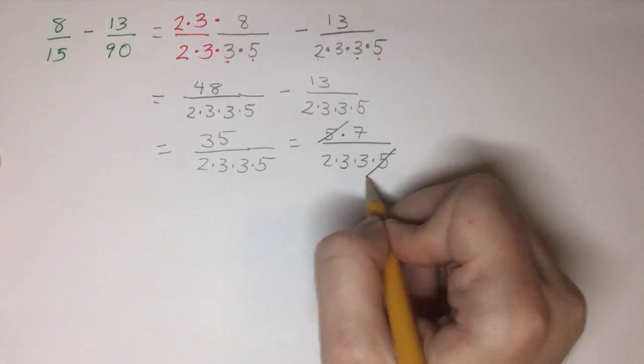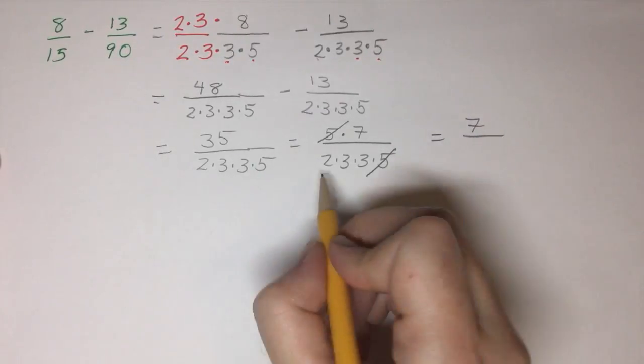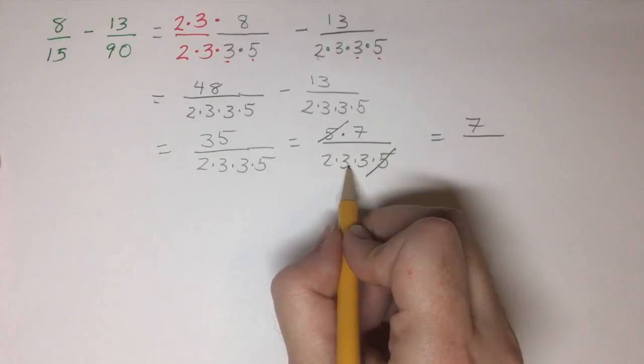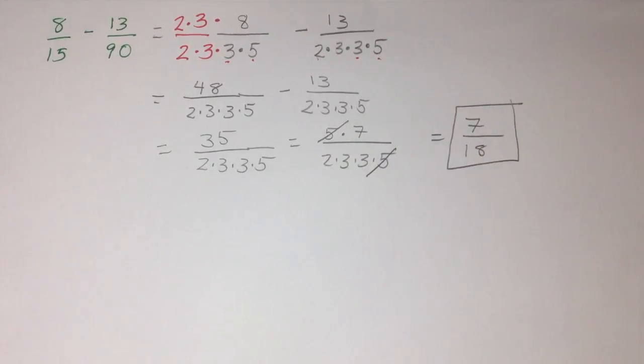And look at that, there was a 5 in common. This simplifies to 7 over 2 times 3, 6, 6 times 3, 18. So 8/15 minus 13/90 is 7/18. Again, by using the prime factorization, we're able to always find the least common denominator relatively quickly, and it makes reducing the fraction a lot easier at the end of the arithmetic.